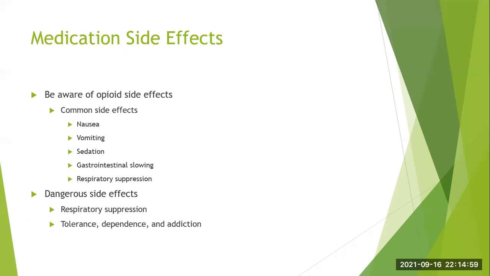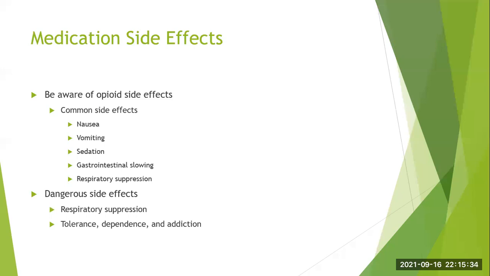Medication side effects can be a real detriment to using medications. So opioids can have icky side effects. Common side effects of them include nausea, vomiting, sedation. So somebody's just gorked on their pain meds. Gastrointestinal slowing. That's why people aren't hungry when they're on those medications. And respiratory suppression. So that's huge. That's a bad side effect. Respiratory suppression can be dangerous. And tolerance, dependence, and addiction can be a dangerous side effect of opioid drugs too.